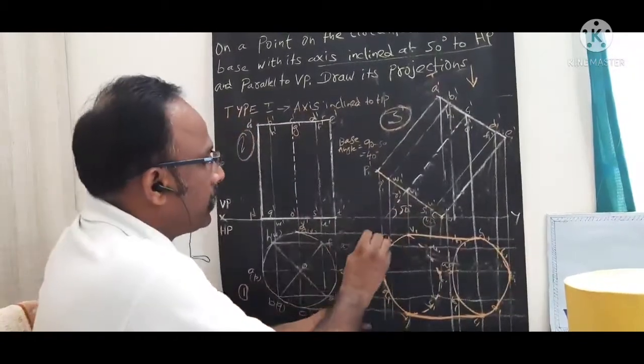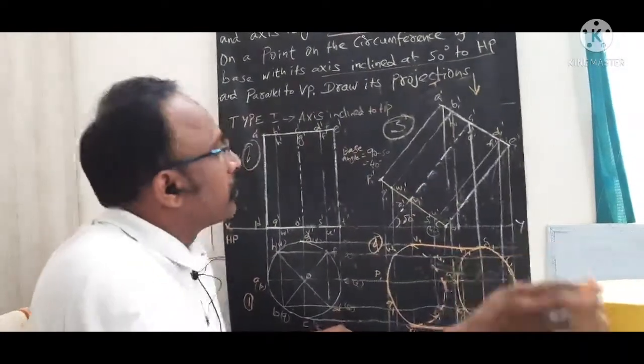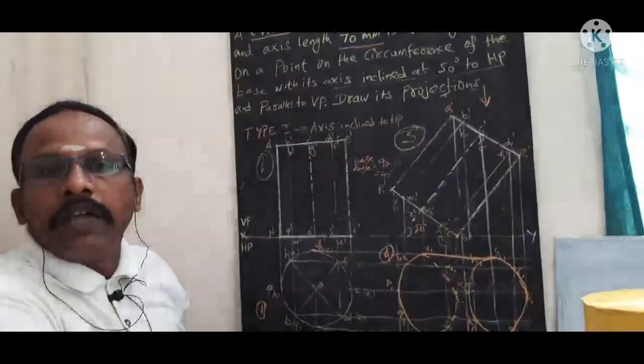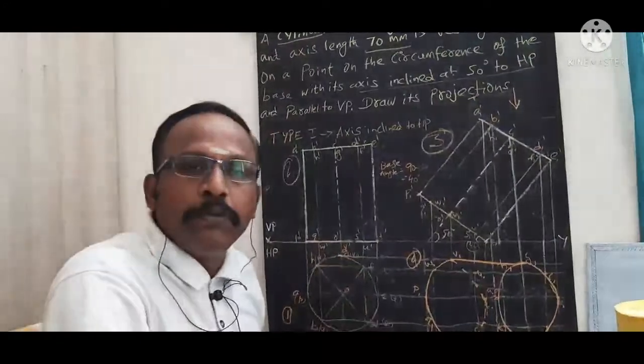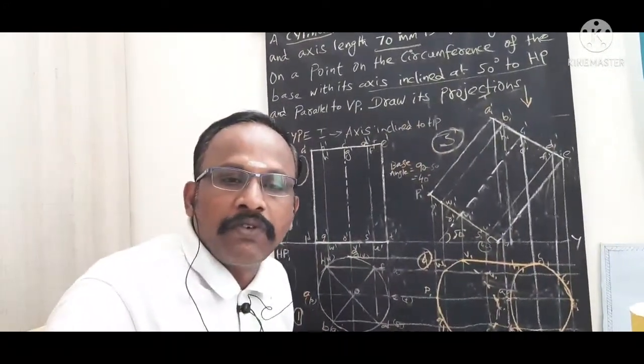That completes step number 4. This is the final target. This is for your understanding. I have solved the type 1 problem in projection of cylinder. Thanks for watching this video.